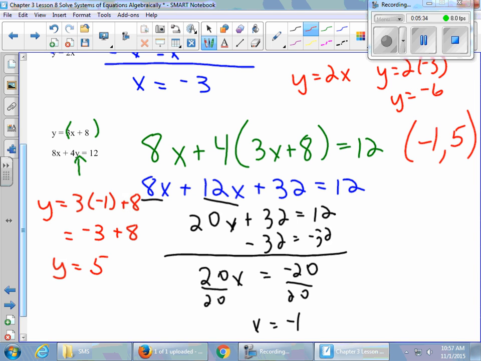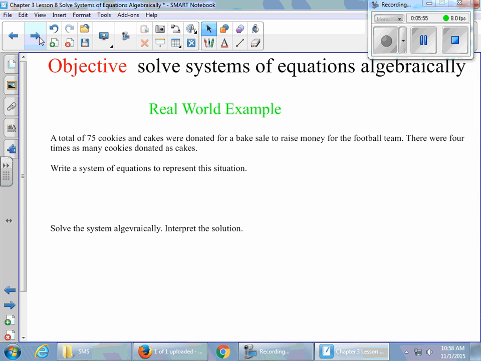So again, you can always plug those back into the other equation to double check your answer and to see if it's right, but it is negative 1 and 5. Again, any questions, please circle anything you're having problems with. As I said, in chapter 2 you're going to be using the equations a lot, and here they come right back at you in chapter 3. Let's move on to a real world example.